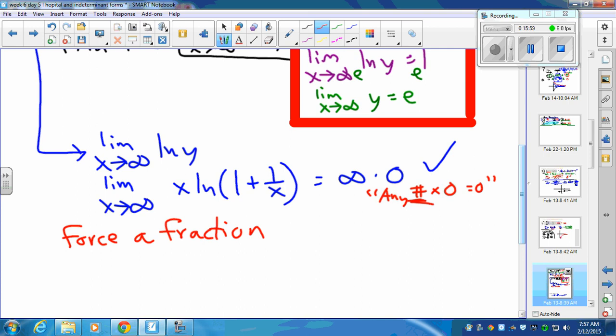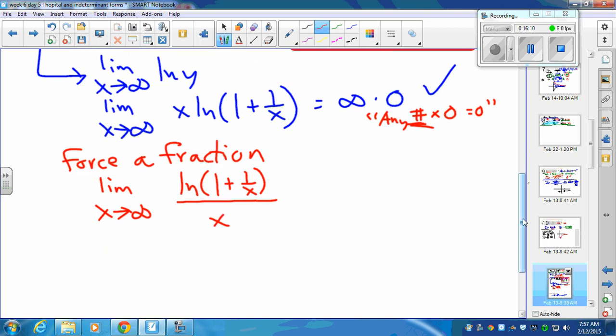To force this fraction, I'm going to take the limit as x goes to infinity of, I'm going to keep the top guy, ln of 1 plus 1 over x. But I'm going to divide. Now, I can't just say divide by x. That's a totally different problem because it really is x times it. But instead of saying divide by x, what about dividing by 1 over x? Now, think through that fraction.